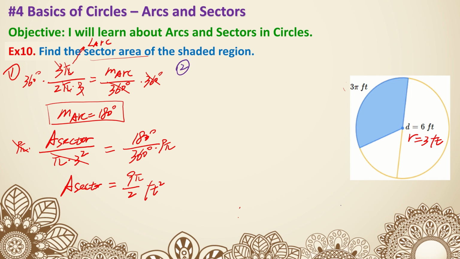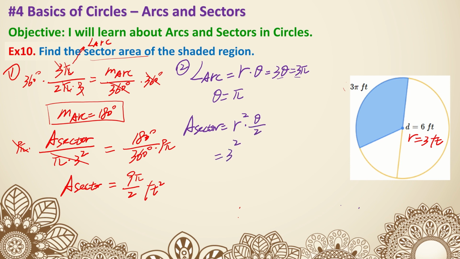The second method is, of course, finding the radian. We're given the arc length. The formula for arc length is r times theta, which in this case r is 3, so it's 3 times theta. That is 3 pi. We can easily solve by dividing both sides by 3. Theta is actually pi. Now we can use the sector area formula, which is r squared times theta over 2. So 3 squared times my theta, pi, over 2, simplifies to 9 pi over 2 feet squared as well. That's the second method.